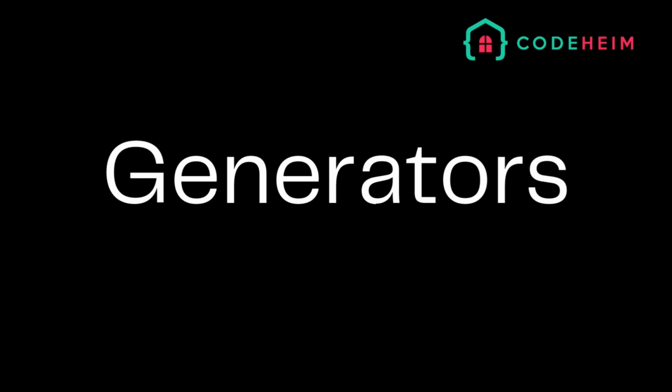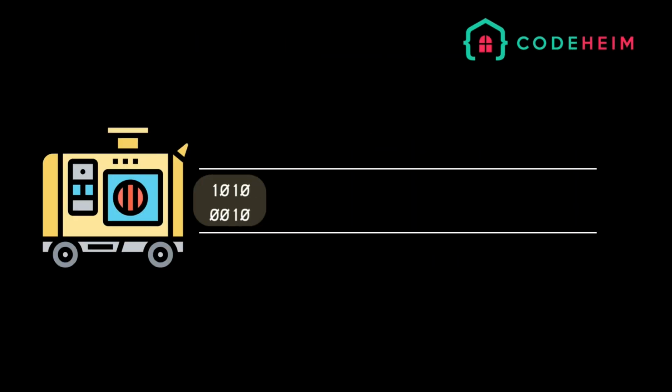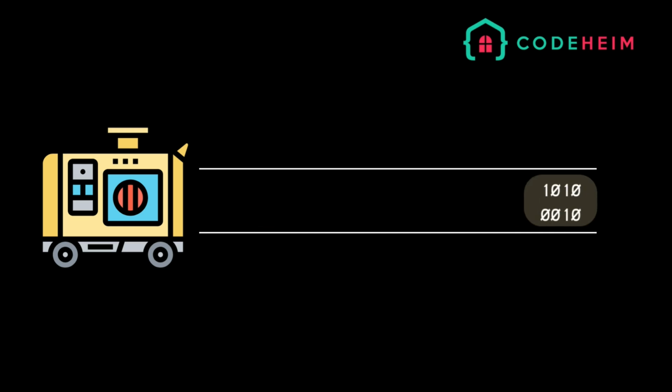Let's explore how. What is a generator? So what exactly is a generator? In many programming languages, a generator is a special type of function that allows you to iterate over a sequence of values, one at a time, without storing them all in memory. Think of it like a function that yields values as needed. This can be really useful for managing memory, especially when dealing with large datasets.